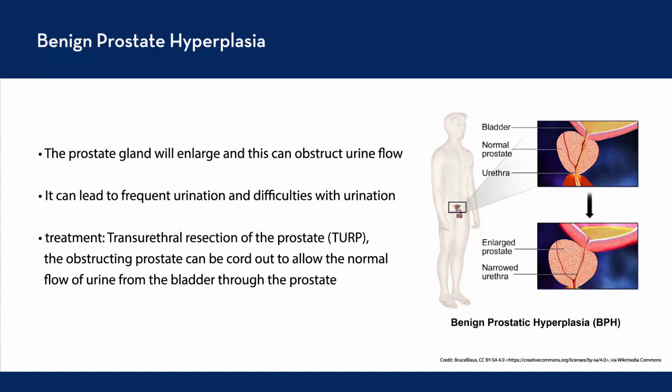There's a condition called benign prostate hyperplasia. In this condition, for unknown reasons, the prostate gland will enlarge and swell, and this can cause obstruction of urine flow. This can lead to frequent urination and difficulties with urination. Treatment for this condition can be what's called a TURP, or a transurethral prostatectomy, where the obstructing prostate can be cored out to allow the normal flow of urine from the bladder through the prostate.